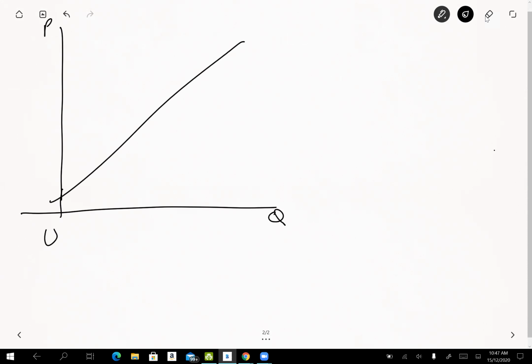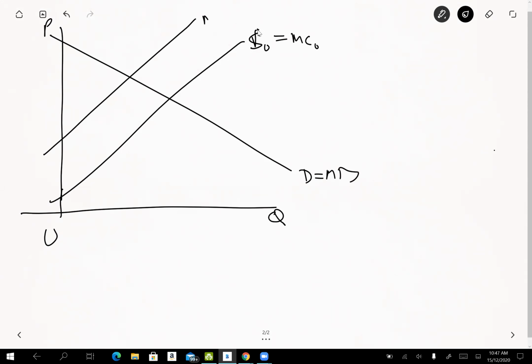So you have S0, which is MC0. Here you have the demand function, which is the marginal benefit. And then the tax was imposed. That will be the marginal cost plus T, or the price plus T, and that is the T. So you have equilibrium E0, E1. All right, so you have P1, P0.